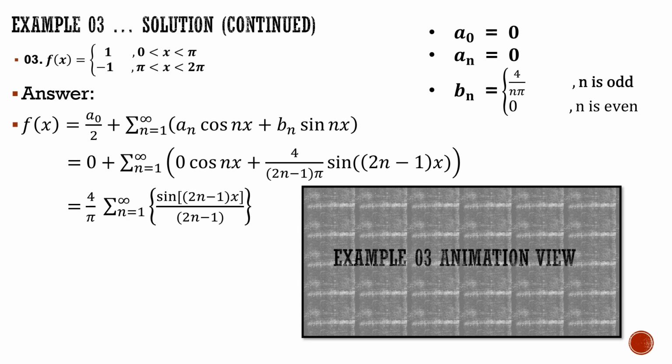The bn value is 4 over n times 5 when n is odd, and bn equals 0 when n is even. For that reason we can directly write n as 2n minus 1 for all n values, which is n equals 1, 2, 3, and so on. By this method, we get only the odd bn values. And this is the animation view of example number 3.